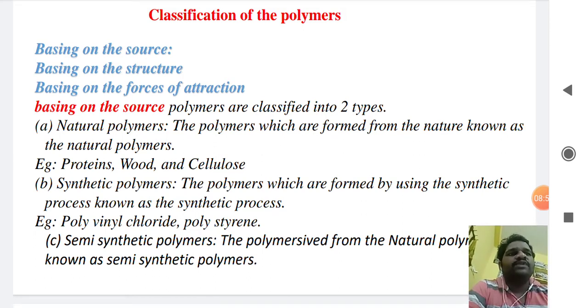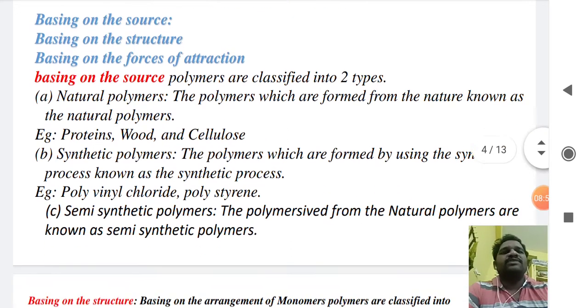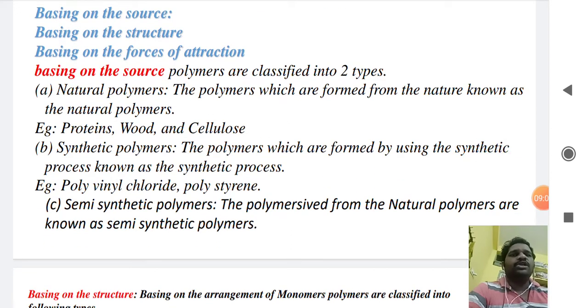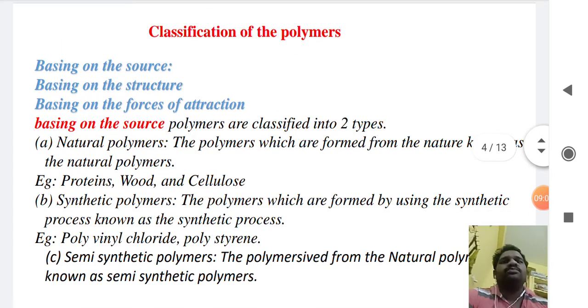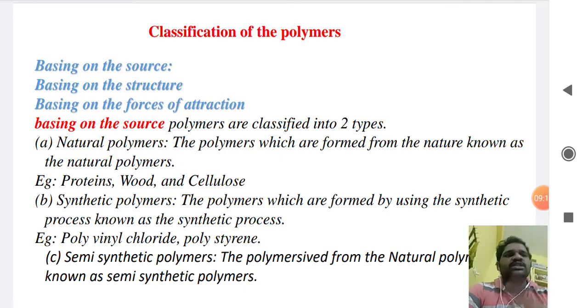And the third variety of polymer is called semi-synthetic polymers. These are polymers which are completely derived or produced from the natural polymers. So these are nothing but semi-synthetic polymers. Okay, this is the classification of the polymers purely based on the source. Simply, the source is nothing but where the polymers are produced from.